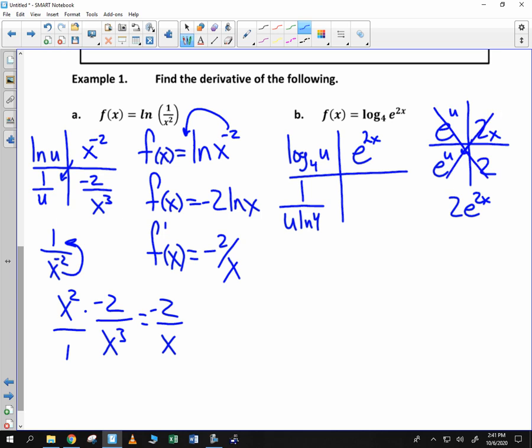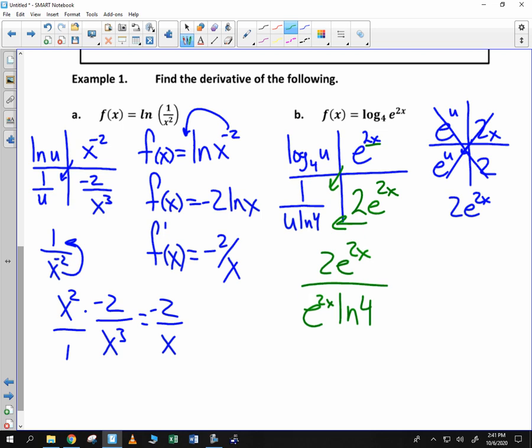Hopefully you realize by now that in order to find the derivative, when you have e to a power, you take the derivative of the exponent and just stick it in front. So it's 2e to the 2x. When you multiply these together, you get 2e to the 2x on top, and on the bottom, you get e to the 2x times the natural log of 4. Notice how the e to the 2x cancels, and I get 2 over the natural log of 4. Works out quite nicely.